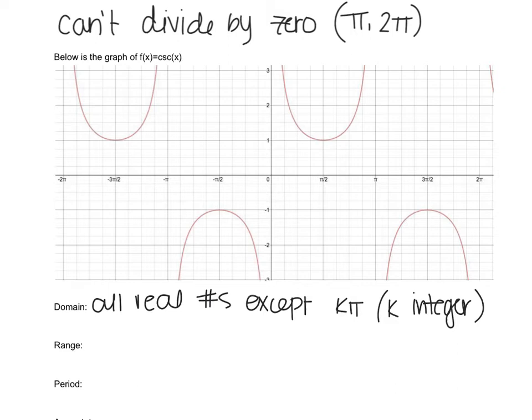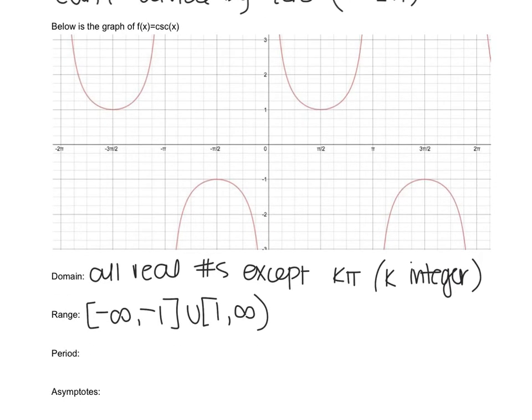Its range, if we look at the graph for cosecant, I don't actually have any y values between -1 and 1. So our range is only going to be from -infinity to -1, union 1 to infinity. And this comes from the range of sine being between -1 and 1, so its range for its reciprocal is going to be outside of that. That leads us into the period. Because it is the reciprocal of sine, the period for cosecant is going to also be 2 pi.